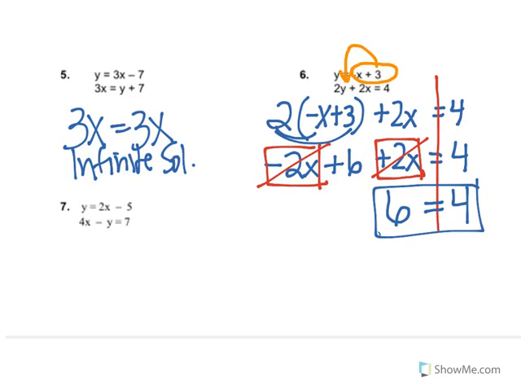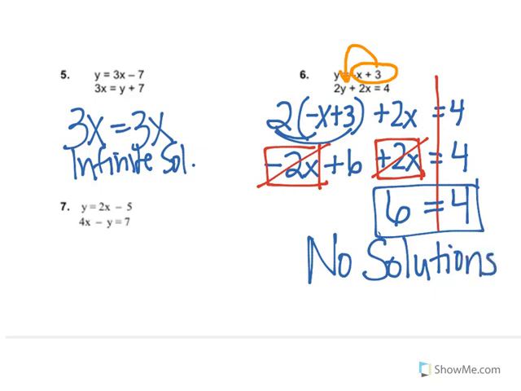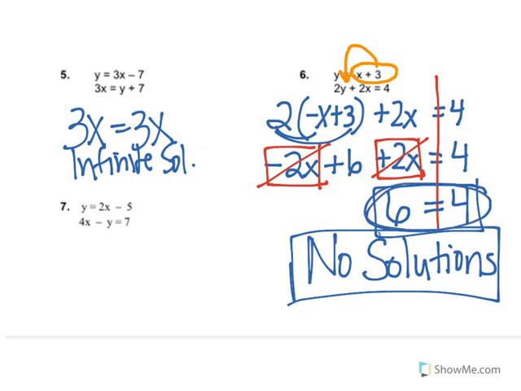On this one, when we have something that's totally untrue, a false statement, that means there's no solutions. There's nothing that we can put in for x that's ever going to make both of those equations work at the same time. Nothing. No solutions. So if you get this point, you're done. No solutions. Okay, well, let's try number 7.